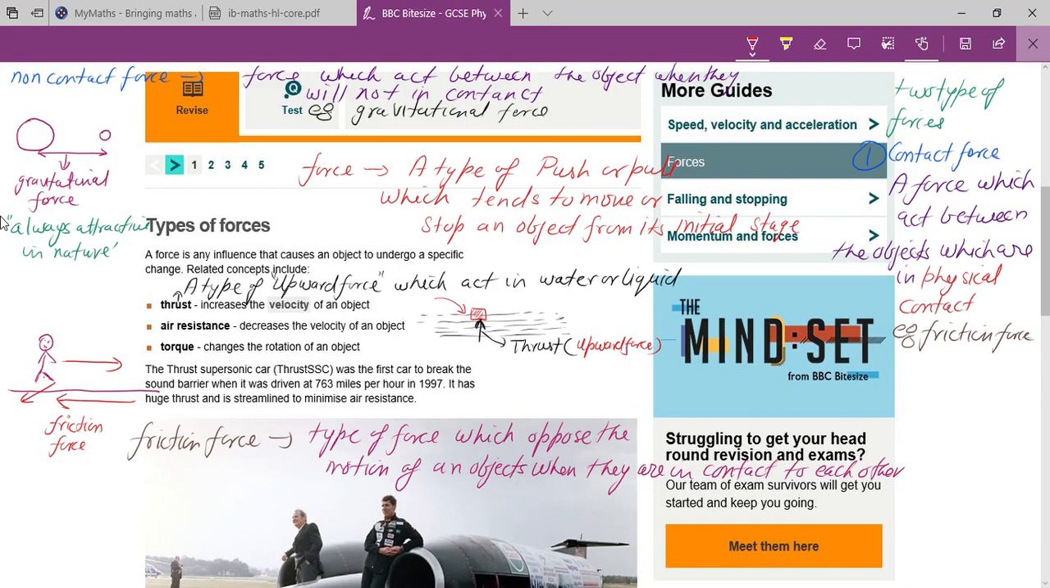Air resistance is also there. Air resistance is a cause which decreases the velocity of an object. If you are moving in the forward direction and air is blowing against you, it will oppose the motion of the object, and a time will come when you stop. And also torque. Torque is a type of force which changes the rotation of an object. Understand, beta? Great.